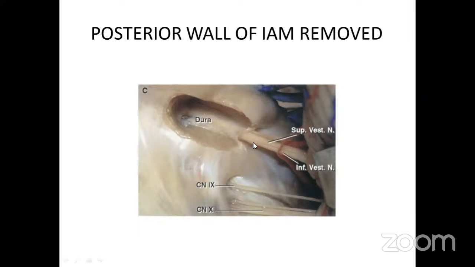So now in this picture we can see the relation of these nerves with the bone, that is the petrous bone. So the trigeminal nerve goes superiorly, the seventh goes into the internal acoustic meatus, and these inferior complexes go into the jugular foramen.